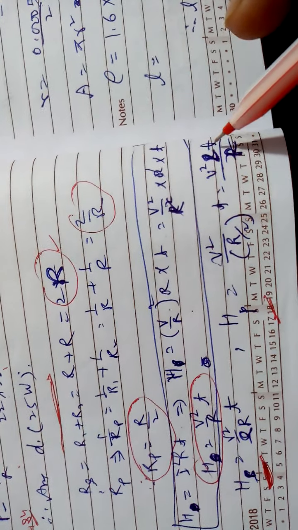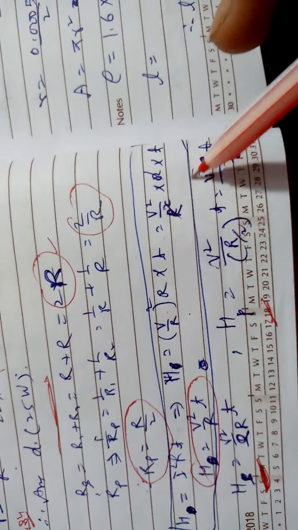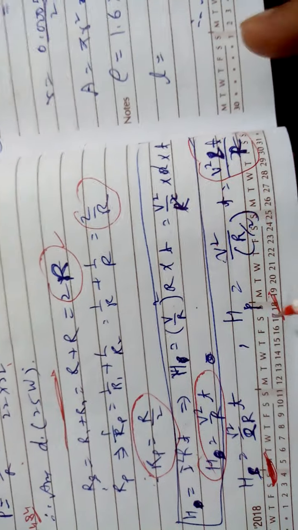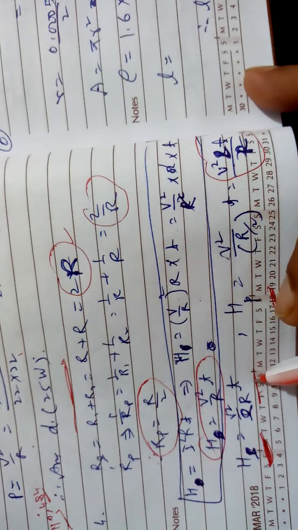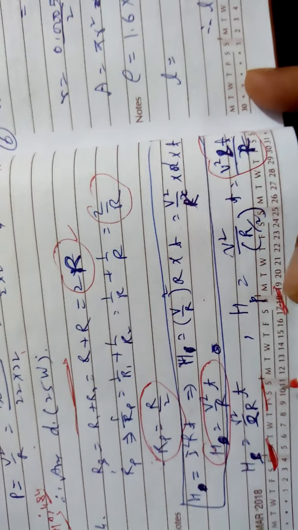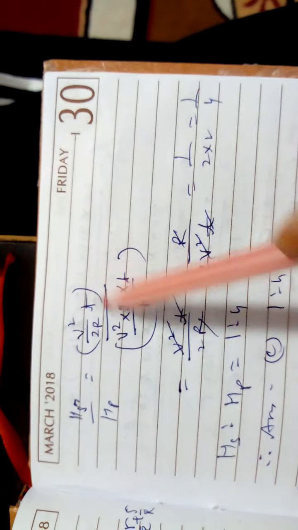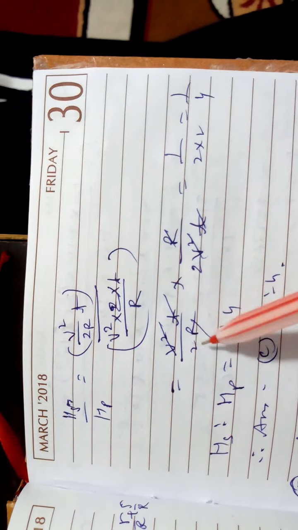So V square into 2 into T upon R is the heat produced in parallel, and this is the heat produced in series. Now we will take the ratio HS upon HP. So V square, T and R will be cancelled from all.